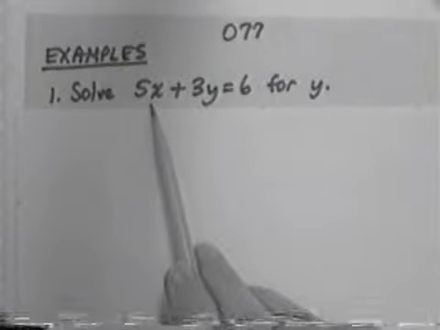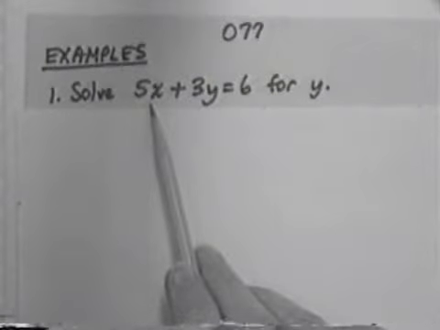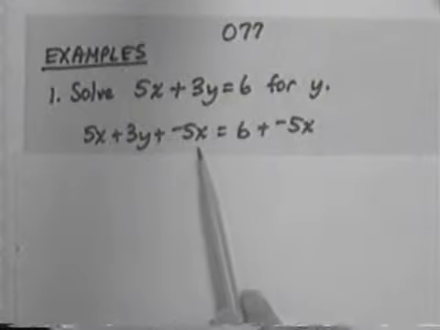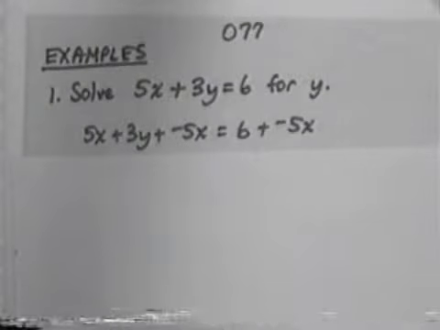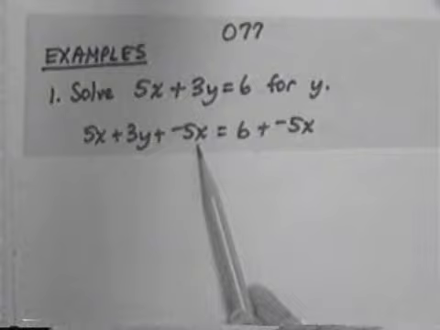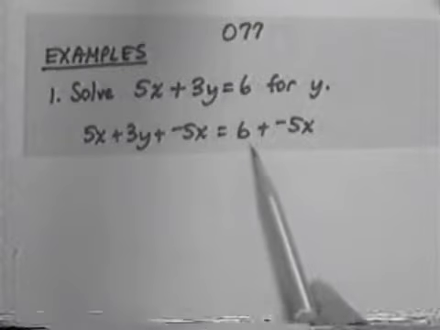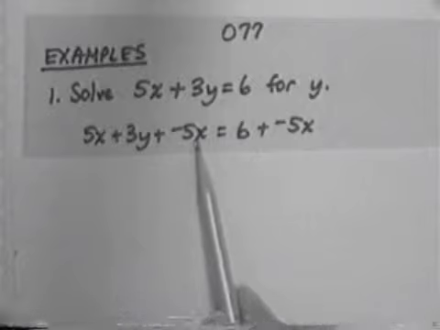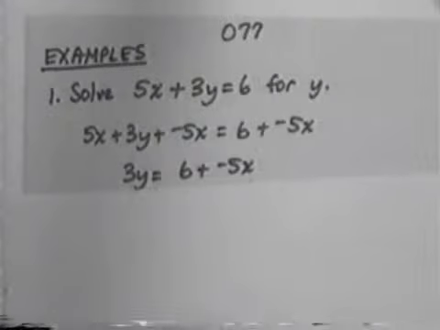So we must remove the 5x from the left-hand side of the equation. To remove 5x, we add its opposite. Opposite of 5x is negative 5x, and so we'll add negative 5x to both sides of this equation. This gives us 5x plus 3y plus negative 5x equals 6 plus negative 5x. The 5x is canceled, leaving us with 3y on the left, and that gives us 3y is equal to 6 plus negative 5x.